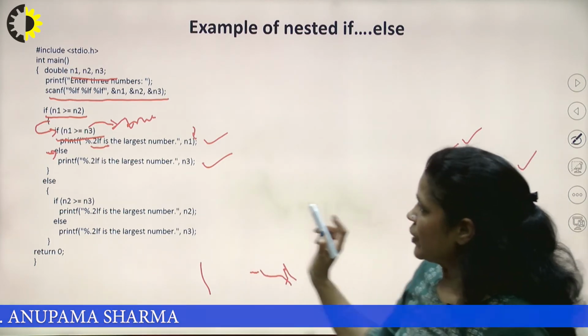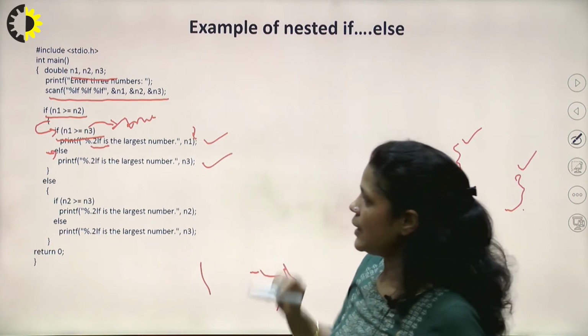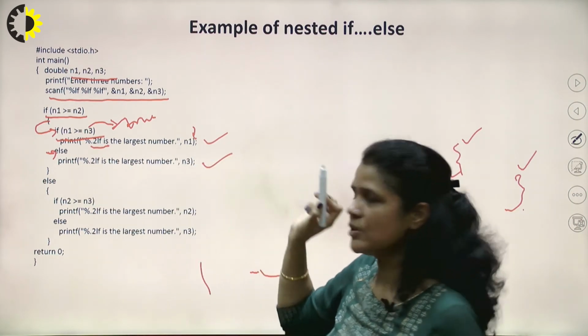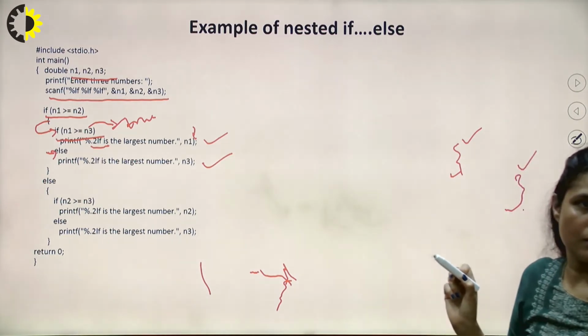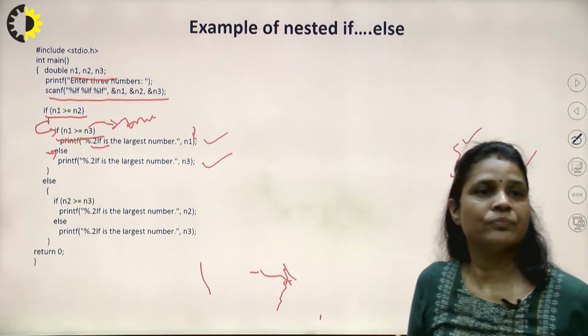So if this condition is true, the printf associated with if will be executed. If this condition is false, then the printf associated with else will be executed. It means the largest number is N3. Fine.